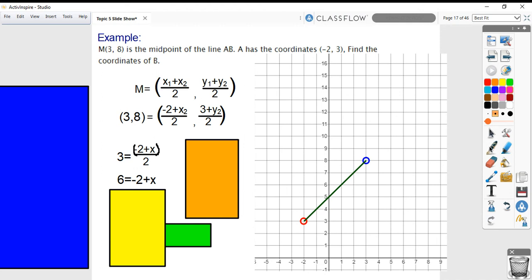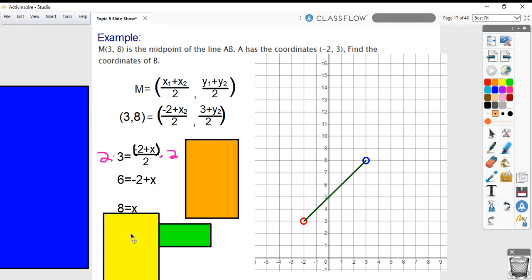All right, I'm going to write that down up over here. We take that whole thing, and it's times 2, times 2 on both sides. So this becomes a 6, and this becomes just the stuff that was left on top: -2 plus x. Getting that x by itself, we're one step away. We got to move a negative 2 over. How do you undo minus 2? You add 2. So x equals 8.